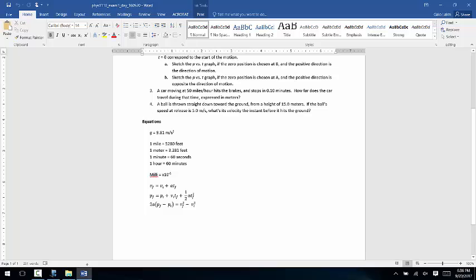And then the last one, a ball's thrown straight down toward the ground from a height of 15 meters. If its speed at the instant it's thrown is 5 meters per second, what's its velocity the instant before it hits the ground?